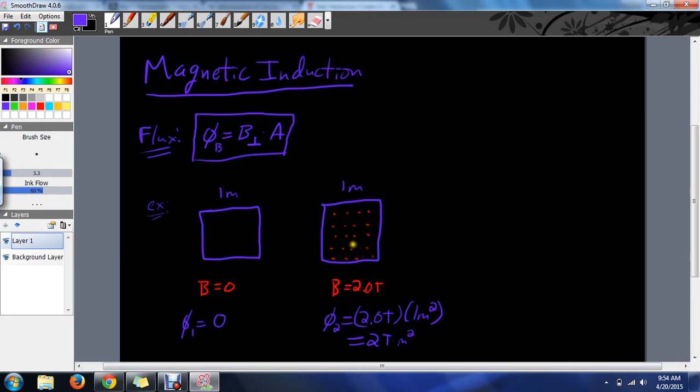So what actually happens is, I'm going to draw in green. The current says, I don't like that. This is the coolest thing ever, guys. The current actually creates an induced magnetic field. So be really careful, guys.